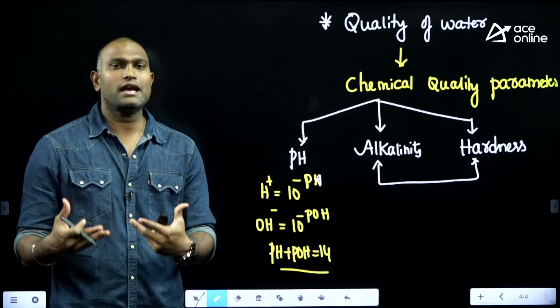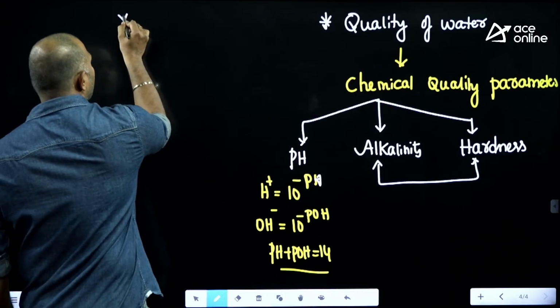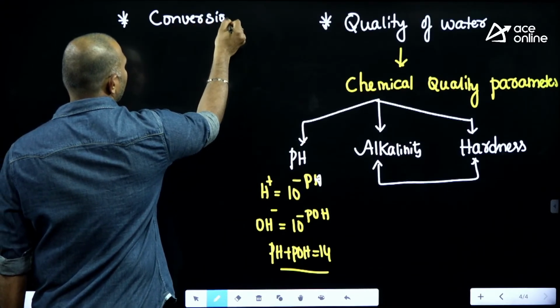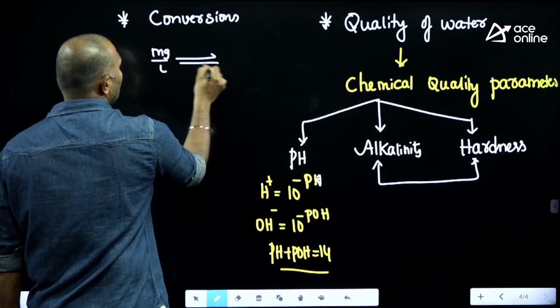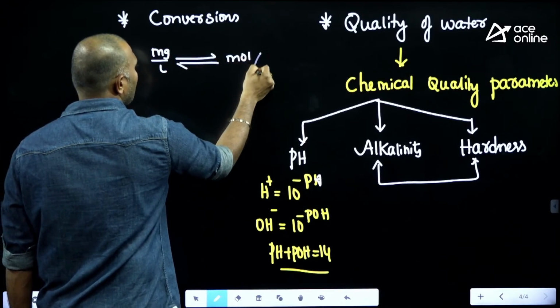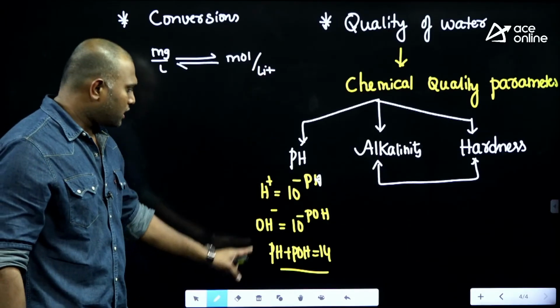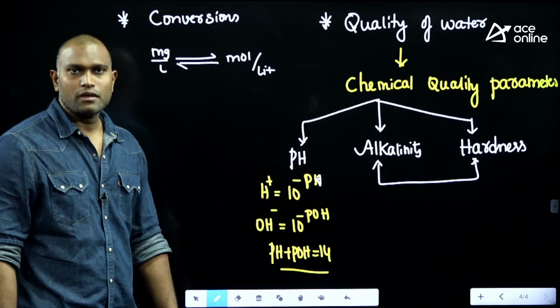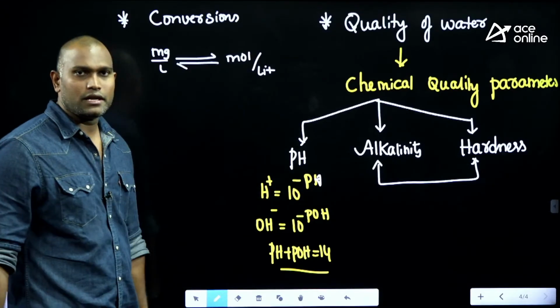That we can also say as parts per million. So here the most important conversion that we require is mg per liter to mole per liter. How can you find out the mg per liter to mole per liter? Whatever the H plus concentration from pH you get as mole per liter, that you need to find out, then you need to convert into mg per liter.